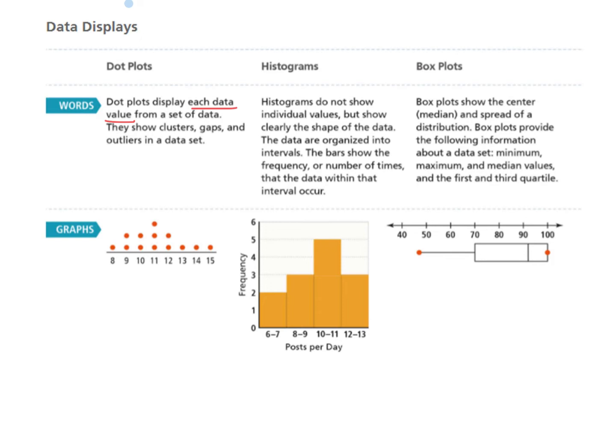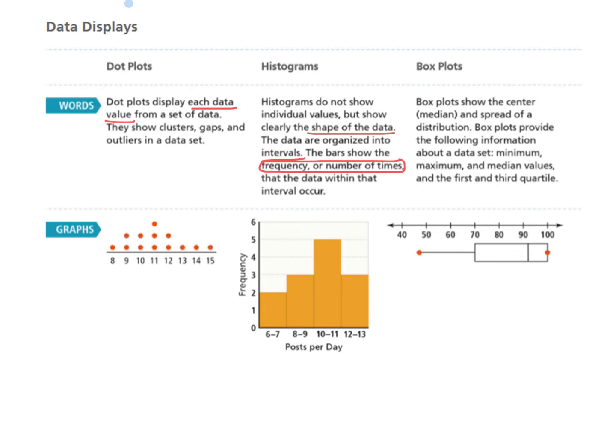A histogram does not show the individual values, but shows the shape of the data. The data are organized into intervals, and the bars show the frequency or the number of times. So we're going to see that word a lot when we deal with histograms, the frequency, the number of times that the data within that interval occur.